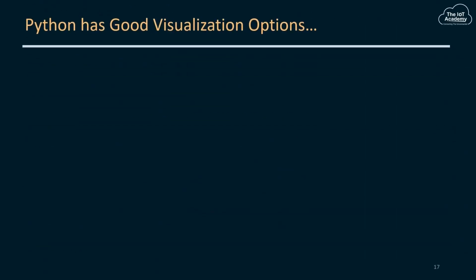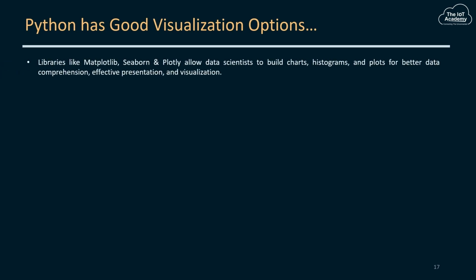Python has good visualization options. Libraries like Matplotlib, Seaborn, and Plotly allow data scientists to build charts, histograms, and plots for better data comprehension, effective presentation, and visualization. Different application programming interfaces also help to simplify the visualization process.